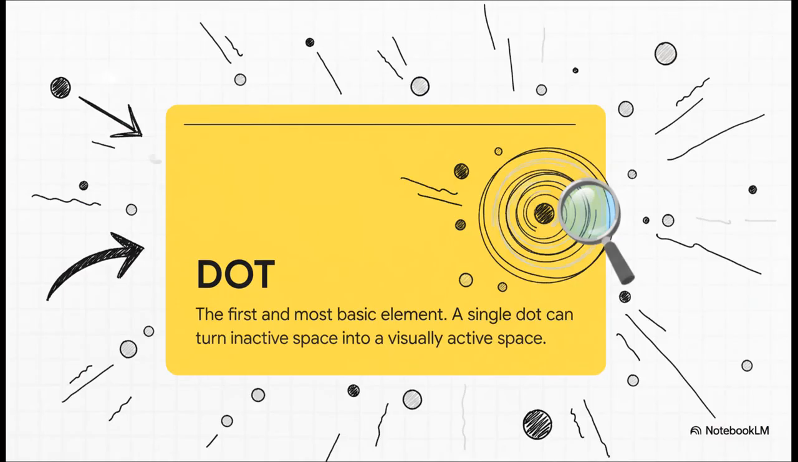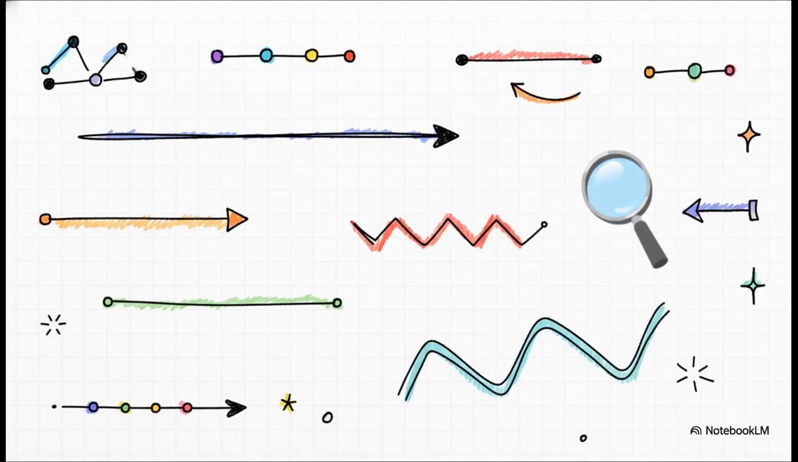And it all starts with the simplest thing imaginable, a single dot. A blank page is just empty space, but the moment you put a dot on it, boom, your eye goes right to it. Suddenly that empty space has a focal point. That's a core design principle called emphasis, and that one tiny dot gives all the surrounding white space a whole new meaning.